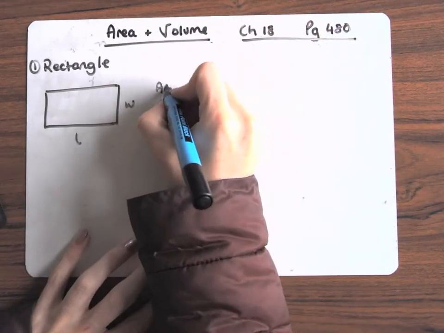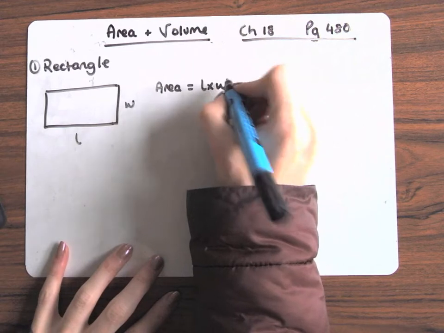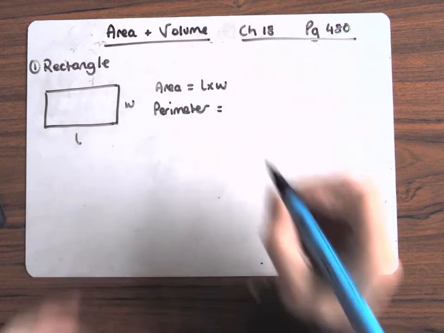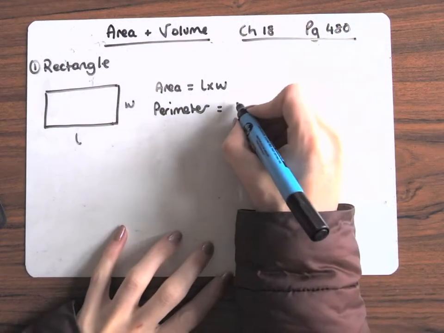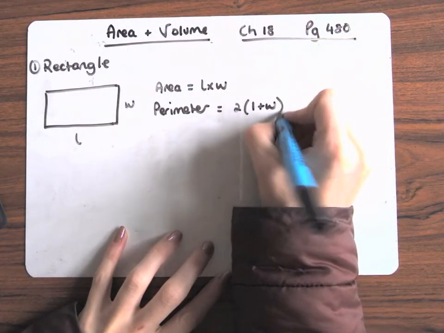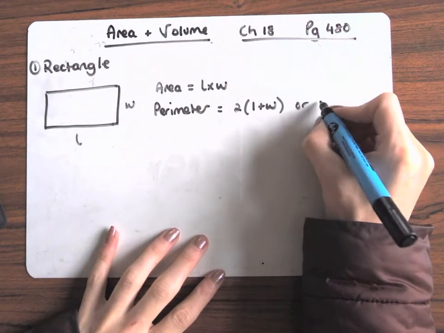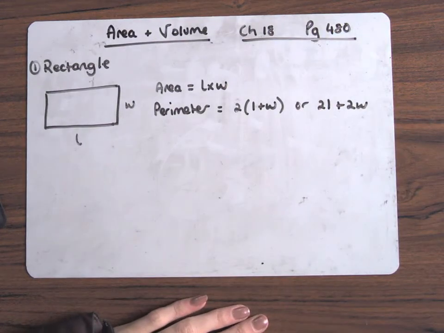So what would the area of the rectangle be? Length by width. And what would the perimeter be? Adding all the sides. So give me a nice formula for that. Lovely. So length plus width by 2, or twice the length plus twice the width. You could do that if you wanted. Or you could say twice the length plus twice the width. Totally up to you.